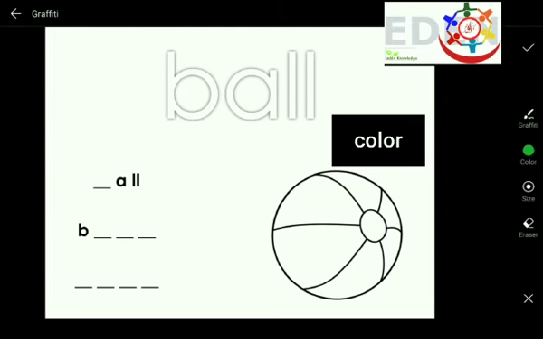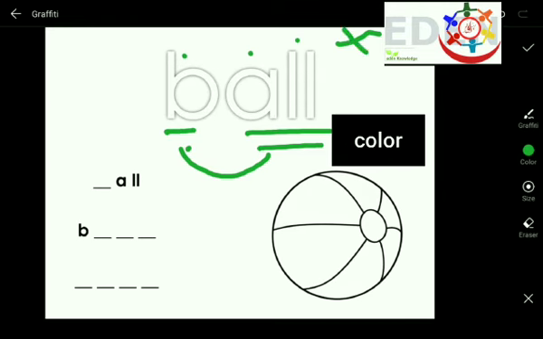In the spelling of ball, we will start with b, all. B, all. Ball. We will not say b, a, l. No, that's wrong. B, all, ball. So the first letter, the starting sound, is b. B, all, ball. B, all, all as a group, ball.